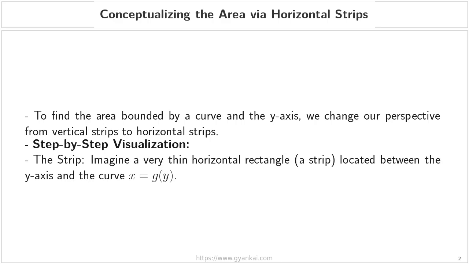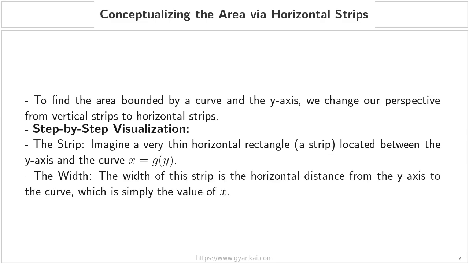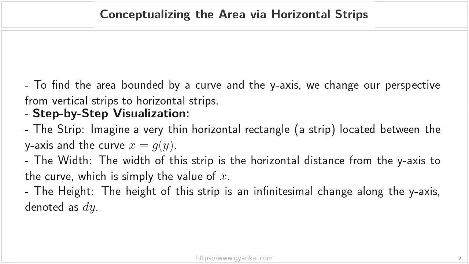First, imagine a single, very thin horizontal rectangle, which we call a strip. This strip is positioned between the y-axis and our curve, which we can represent as x equals g of y. Next, let's look at the dimensions of this strip. The width of this strip is the horizontal distance stretching from the y-axis over to the curve. This distance is simply the value of x. Now, consider the height. Since this is a horizontal strip, its height is an incredibly tiny, or infinitesimal, change along the vertical y-axis, which we denote as dy.